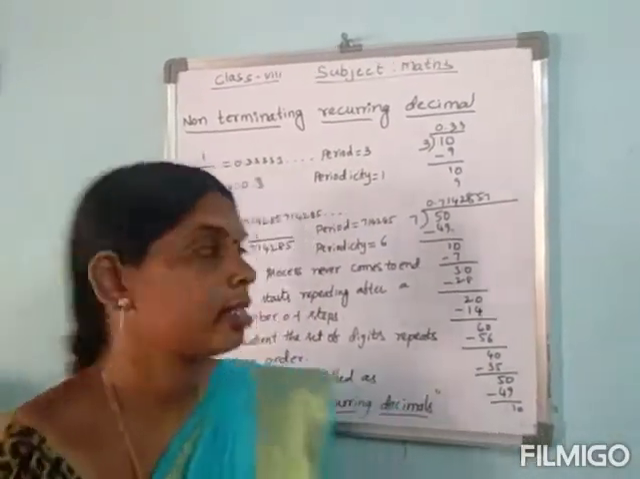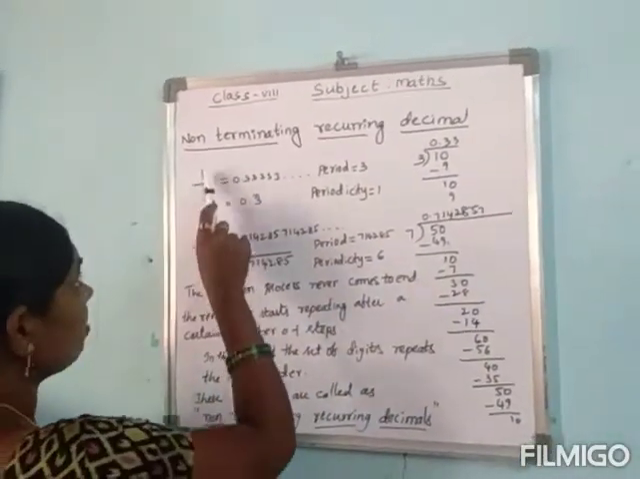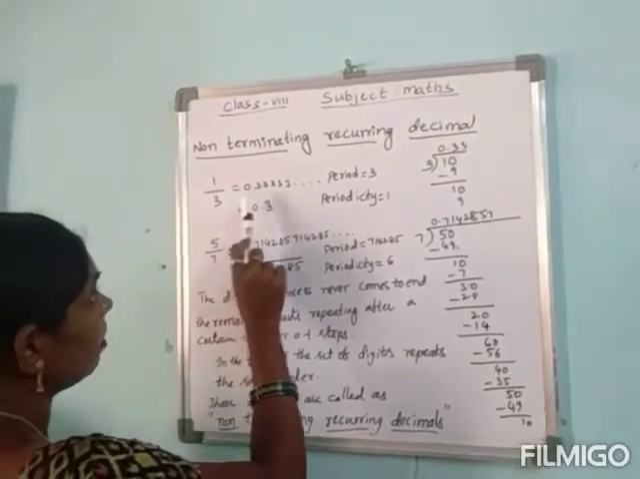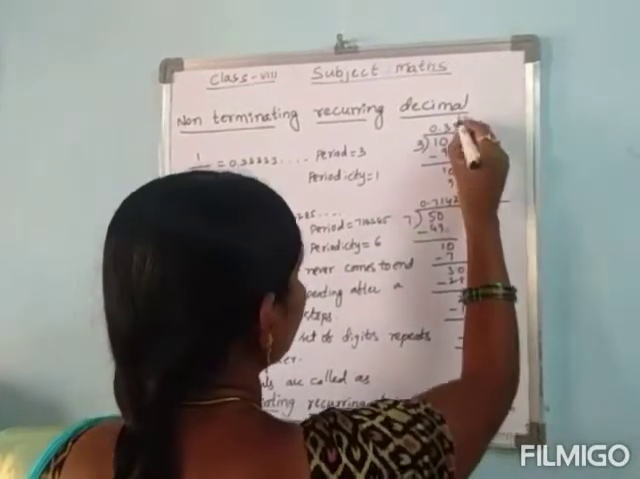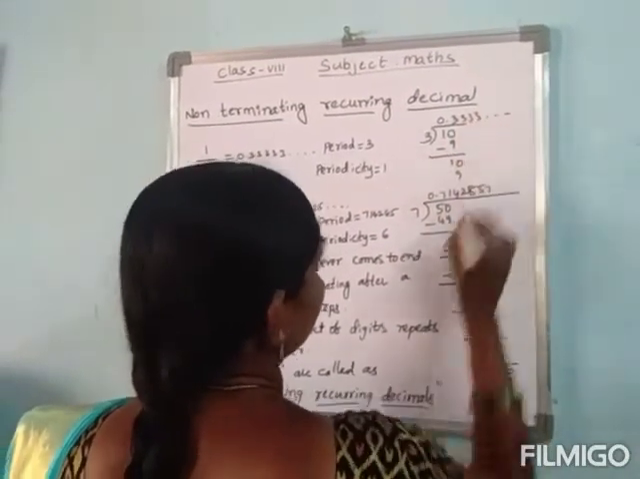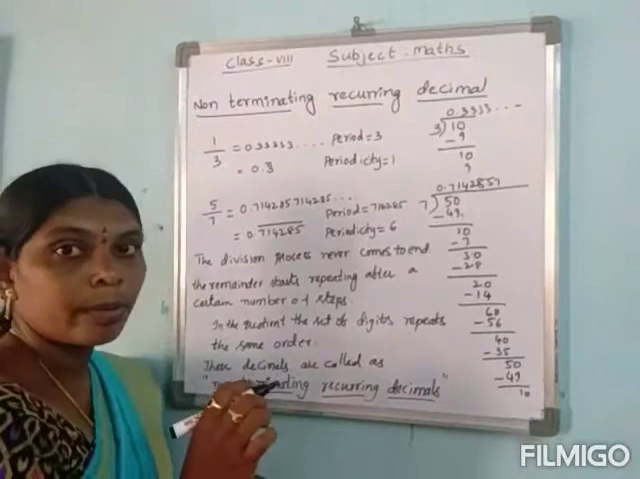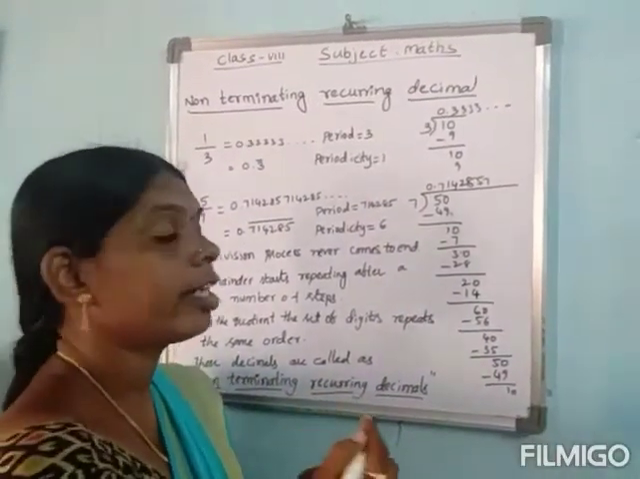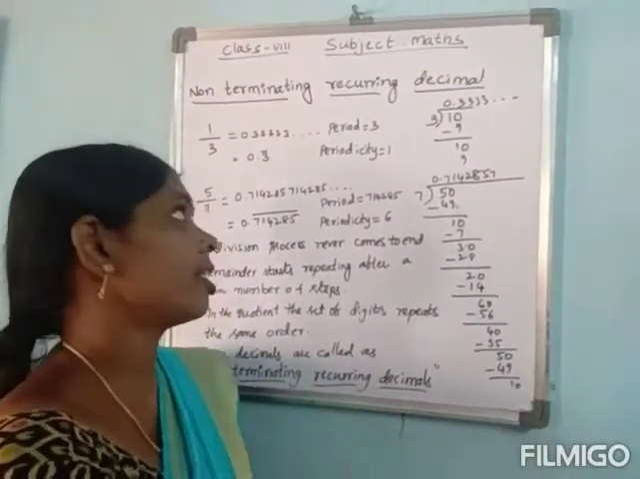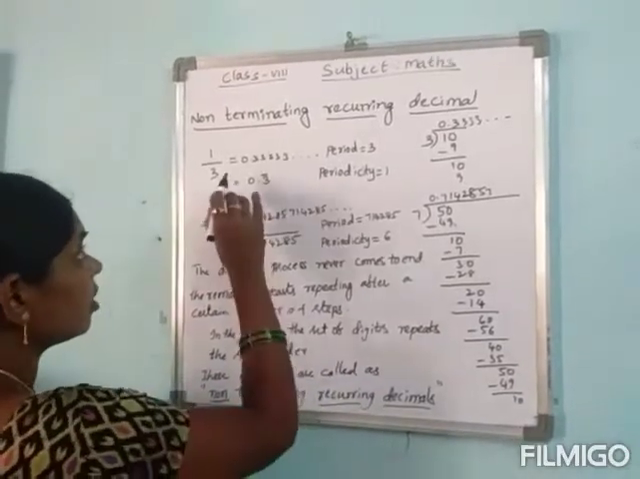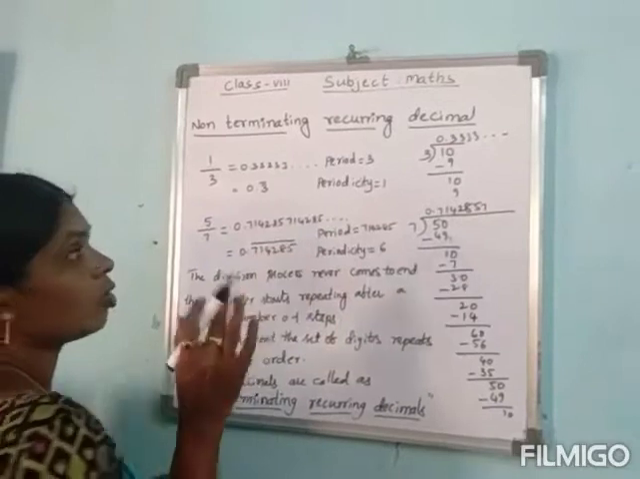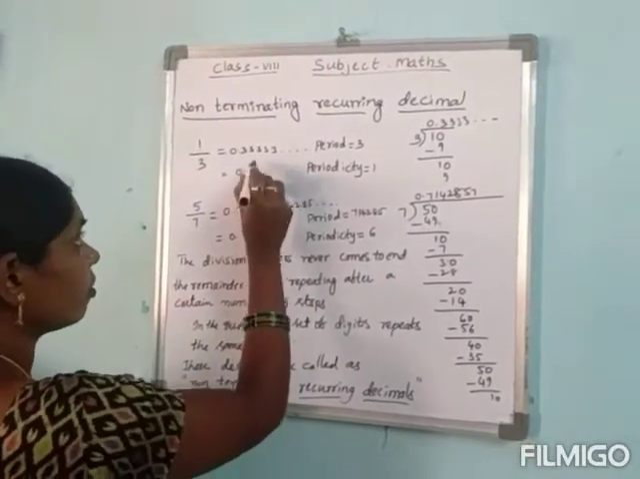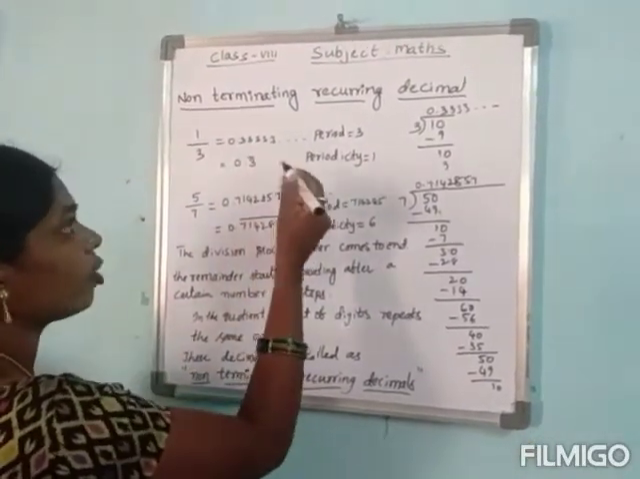Non-terminating recurring decimals. So here see, I am taking 1 by 3. 1 by 3 means we are getting 0.3333 and so on. The remainder we are not getting as 0. The remainder does not end. So 0.33, up to where we have to end, there is no end. So that's why this 3 is repeating again and again.